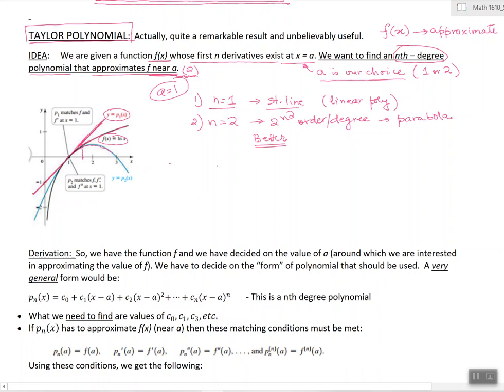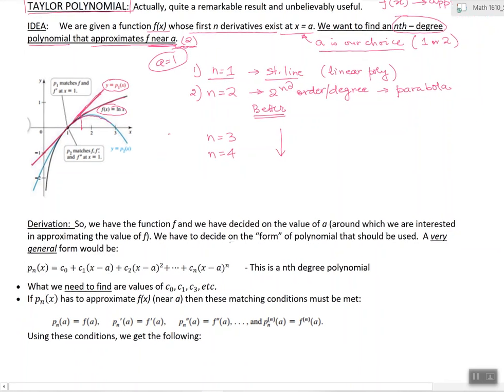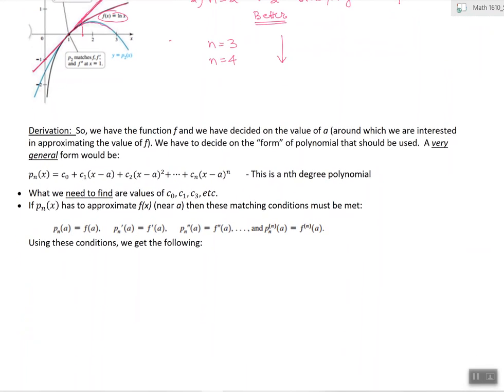So then you would say, okay, how about n equals 3, n equals 4? So you can keep increasing the order of the polynomial. So now let's derive this polynomial that would do a good job of this.